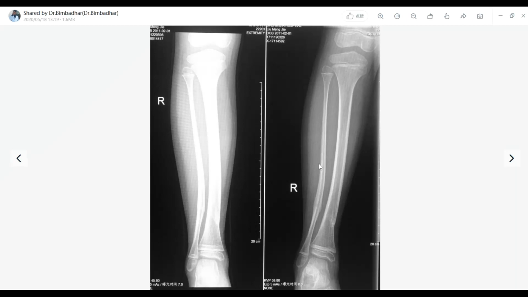Tibia, ankle. See, patella in upper picture. Devendra, where did you see the patella there? Can you point it out for me? Distal end of the tibia.